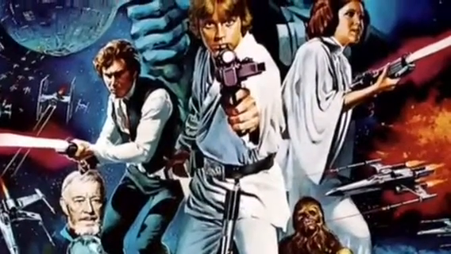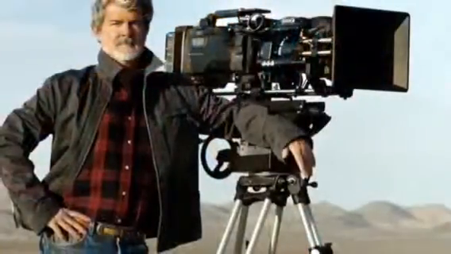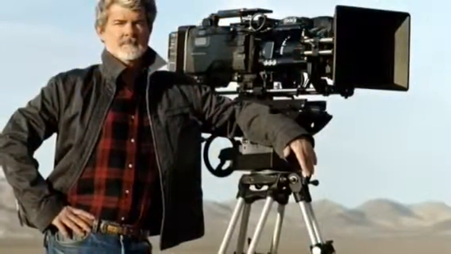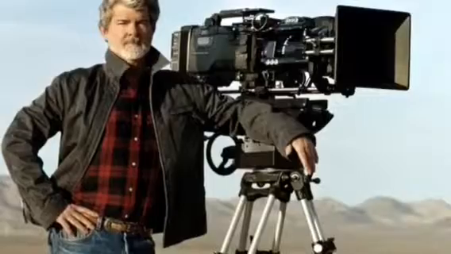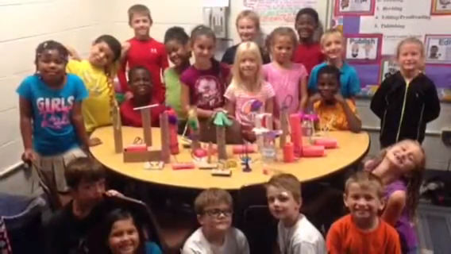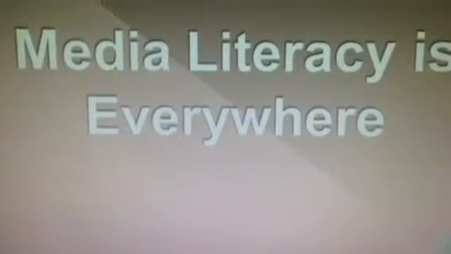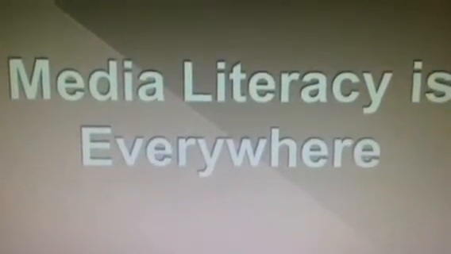According to George Lucas, the creator of the Star Wars movies, if students aren't taught the language of sound and images, shouldn't they be considered as illiterate as if they left college without being able to read or write? In today's classroom, there are diverse learners all around. Media literacy is everywhere.